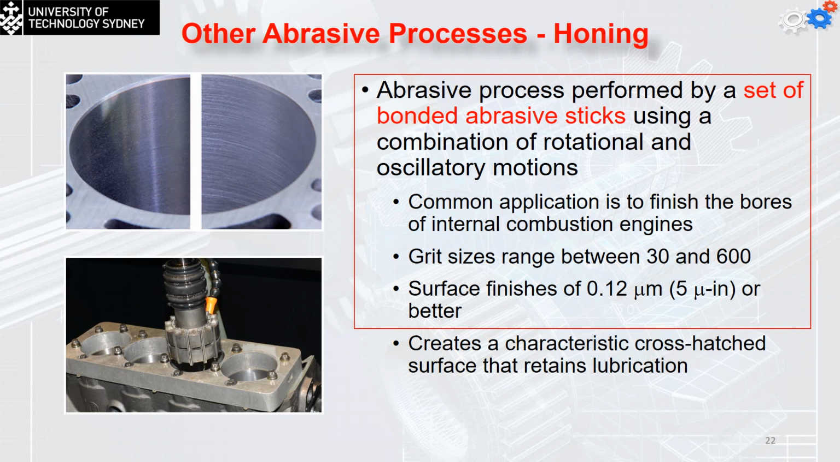The surface finish is something between 0.1 and 2 micrometers, or even better. It's going to create a characteristic cross-hatch surface that retains the lubrication as well. So you can see that it's not going to be simply a very fine surface, because we want to keep the oil during the process of moving the cylinder for lubrication.